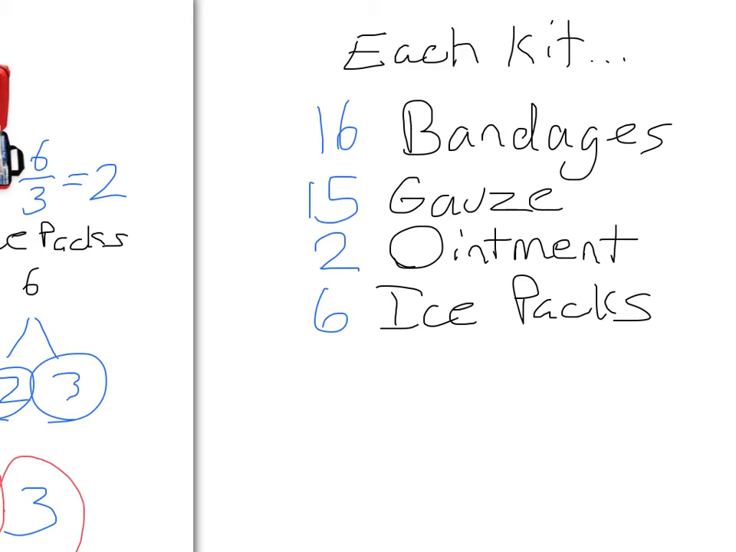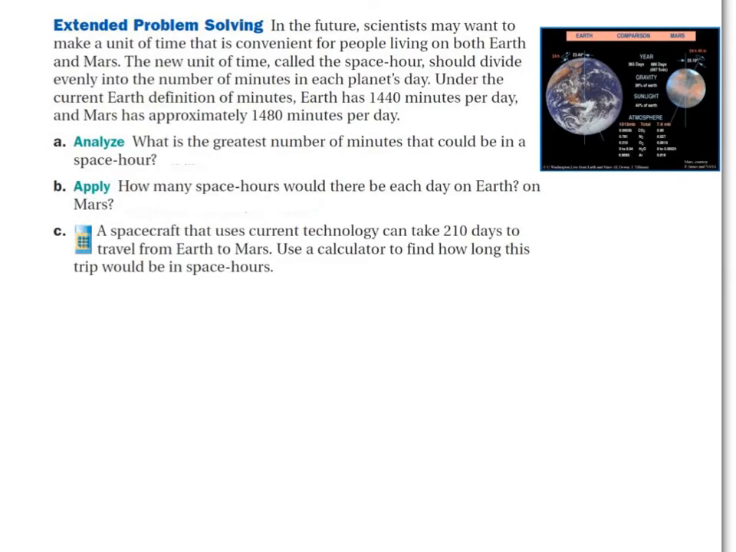Congratulations. Nice job. That is the problem I wanted to present to you, and now for yours. Here it is. It has to do with space travel. In the future, scientists may want to make a unit of time that is convenient for people living on both Earth and Mars, which is assuming people are going to be living on Mars in the future. That would be pretty cool.